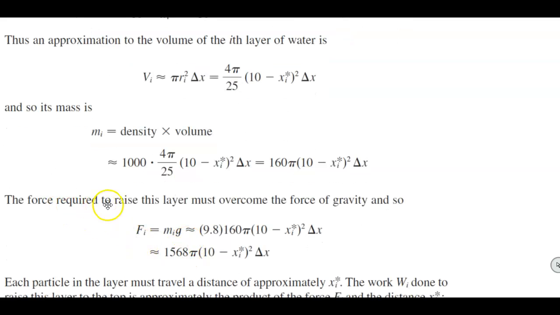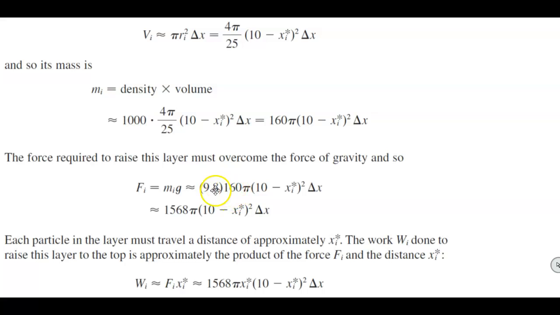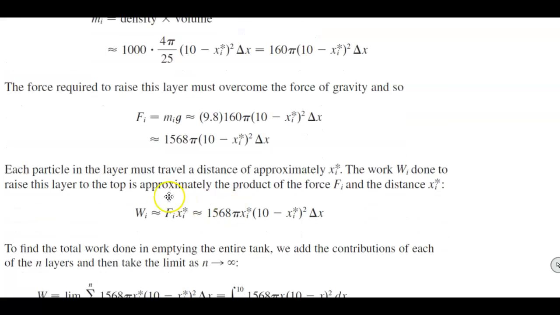The force that's required to raise this layer must overcome the force of gravity. And so F subscript i is equal to the mass times gravity, which is going to equal 9.8 times the mass, which we got up here, 160 pi times 10 minus x subscript i squared delta x. So if we multiply these numbers out, then we get approximately 1,568 pi times 10 minus x subscript i squared times delta x. Now each particle in the layer must travel a distance of approximately x subscript i.